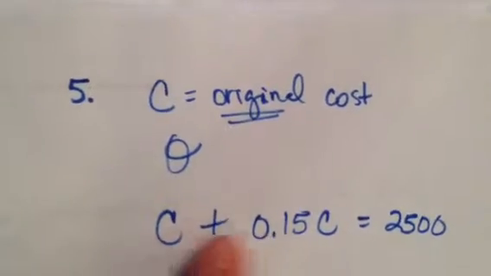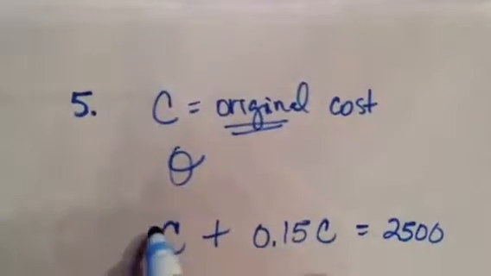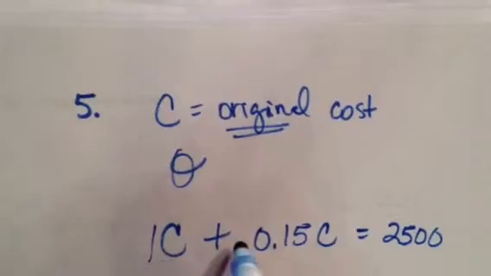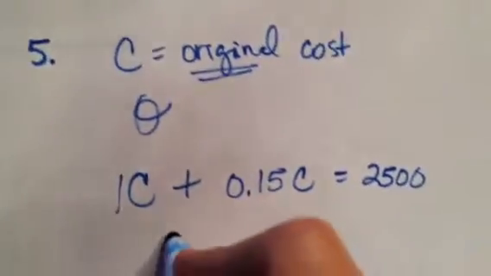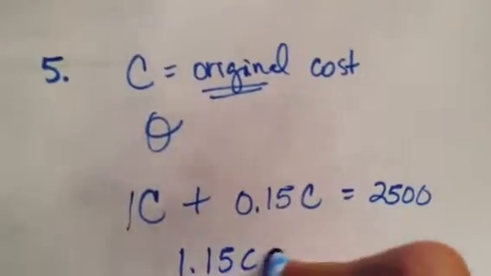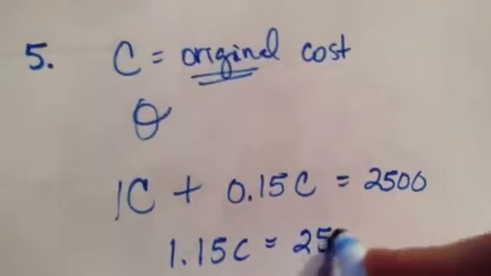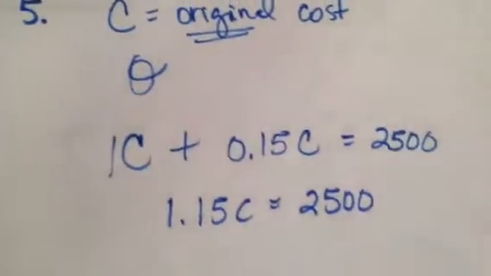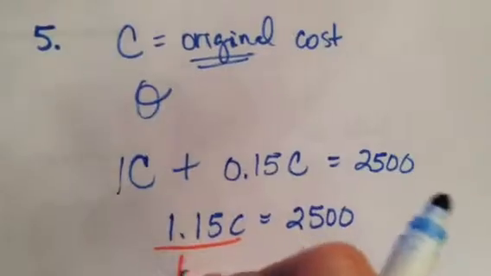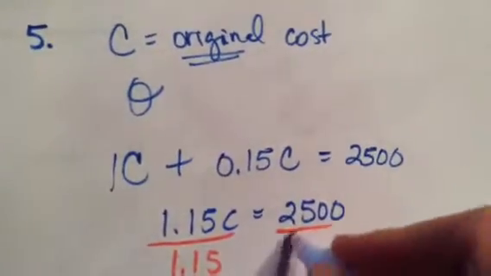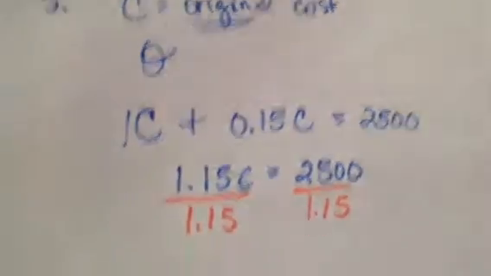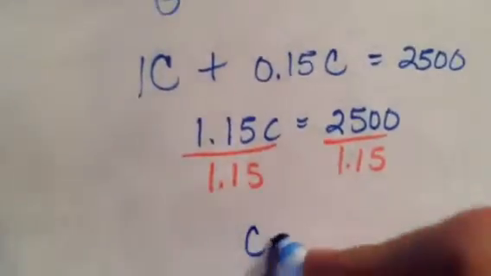Now, this is going to freak some of you out. Realize this is like a 1, plus 0.15. So what you've got here is this, $2,500. When you divide both sides by 1.15, and again, just use your calculator. I'm not doing arithmetic here. We're doing algebra. Hit this in your calculator.